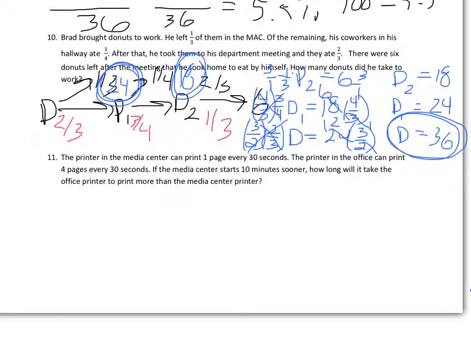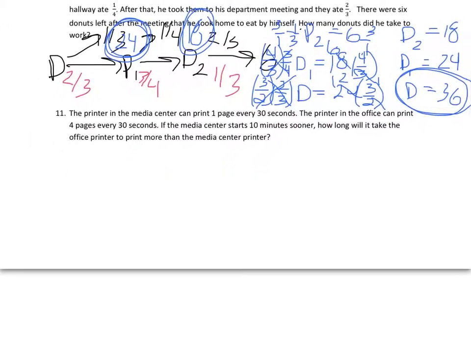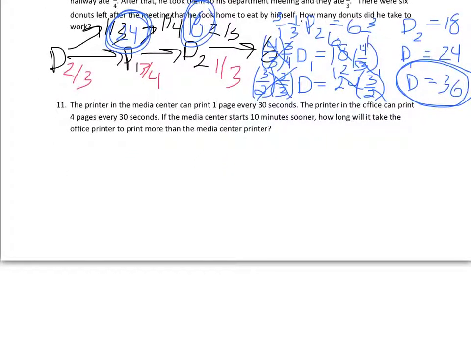That is how many donuts I guess I brought to work that day, which is not uncommon for me to bring donuts. So that's kind of consistent, I guess.